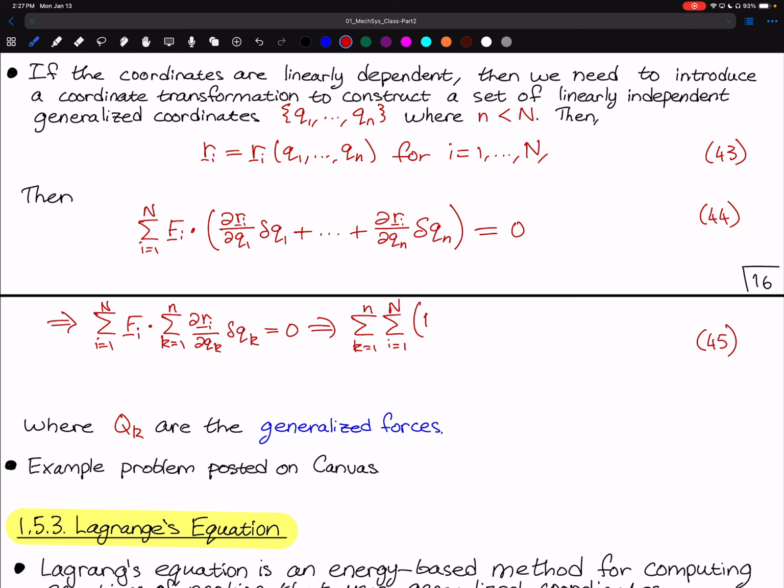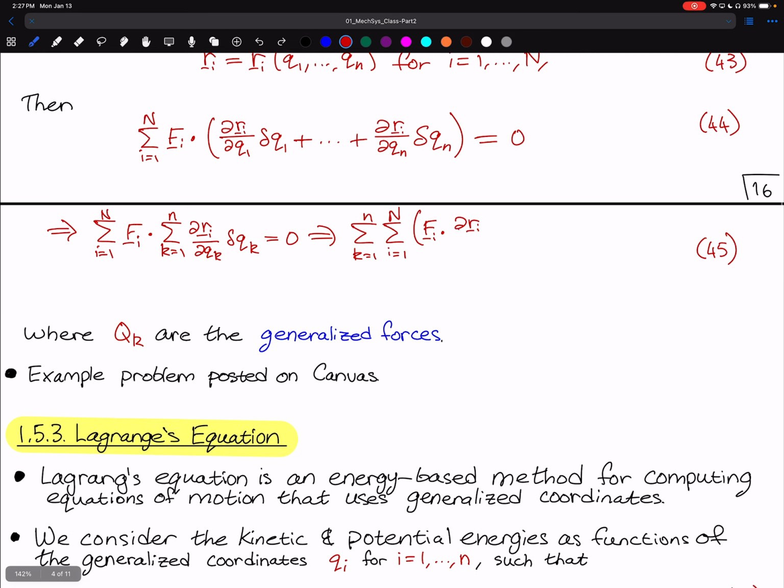We have a parenthesis, and then we have big F i dotted with partial Ri over partial qk, all of that times delta qk is equal to 0. And from this, we can define what we call generalized forces. We're going to call everything inside this little brace Q sub k, and Q sub k here is the generalized force.